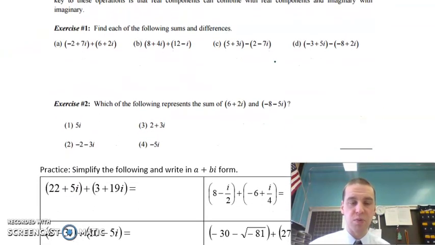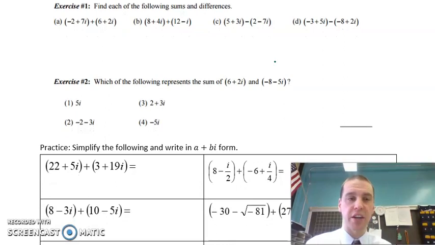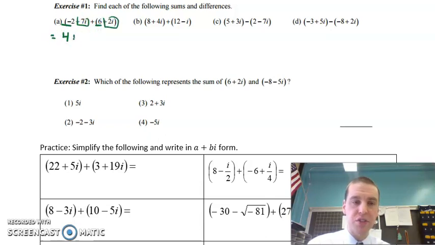And so let's look at this. We're not going to do all of these today. I'm just going to look at a few. So right now we're going to do A and C. Common terms: -2, 6. Those are the real numbers. So -2 plus 6 is 4. 7i plus 2i gives you positive 9i. You are done. Let's look at C.